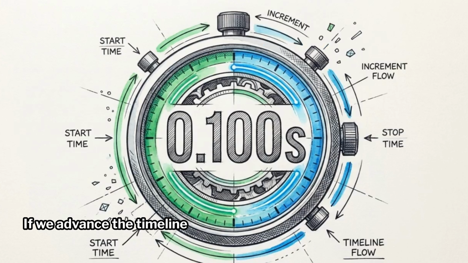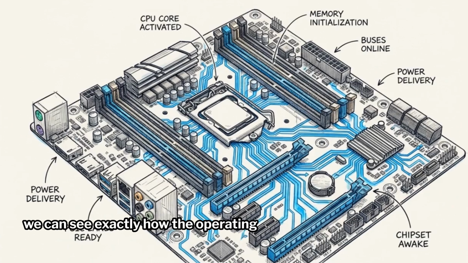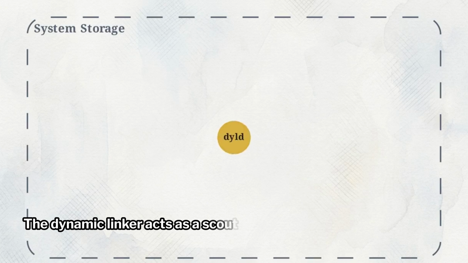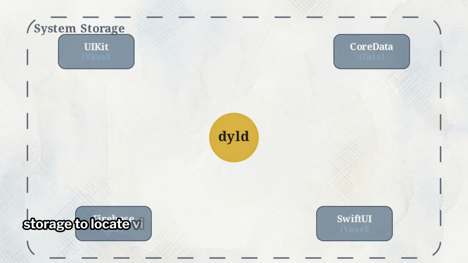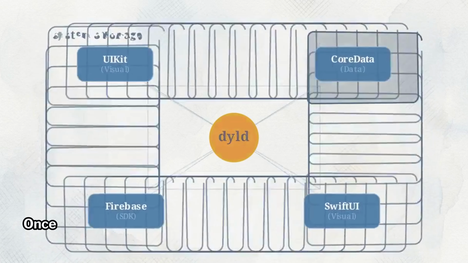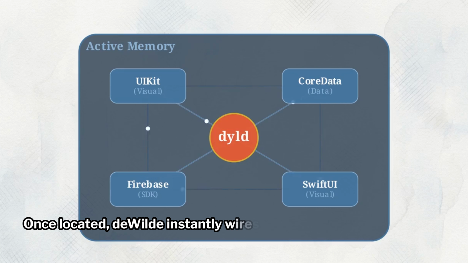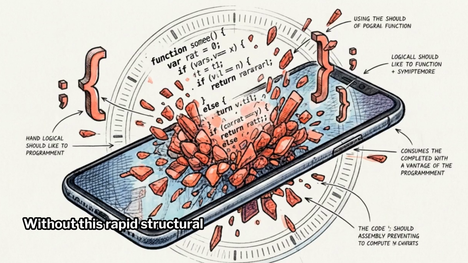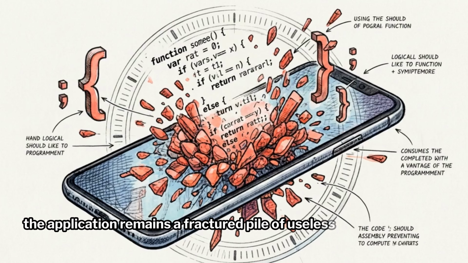If we advance the timeline into the 100 to 250 millisecond window, we can see exactly how the operating system's internal architecture scrambles to respond. In an iOS environment, this resurrection is led by a hidden conductor called DYLD, short for the dynamic linker. The dynamic linker acts as a scout, racing through system storage to locate visual frameworks and database libraries. Once located, DYLD instantly wires these disparate components into active memory so they communicate. Without this rapid structural assembly by the dynamic linker, the application remains a fractured pile of useless code.